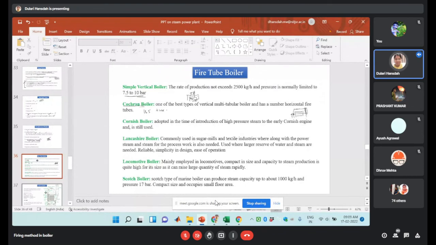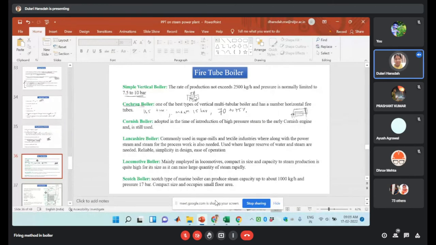Okay, so in this case, the working pressure is a maximum of 15 bar. This is the working pressure. Here you will get the efficiency of the boiler as 70 to 75 percent. So I'm not writing in detail. You can understand by this small note.